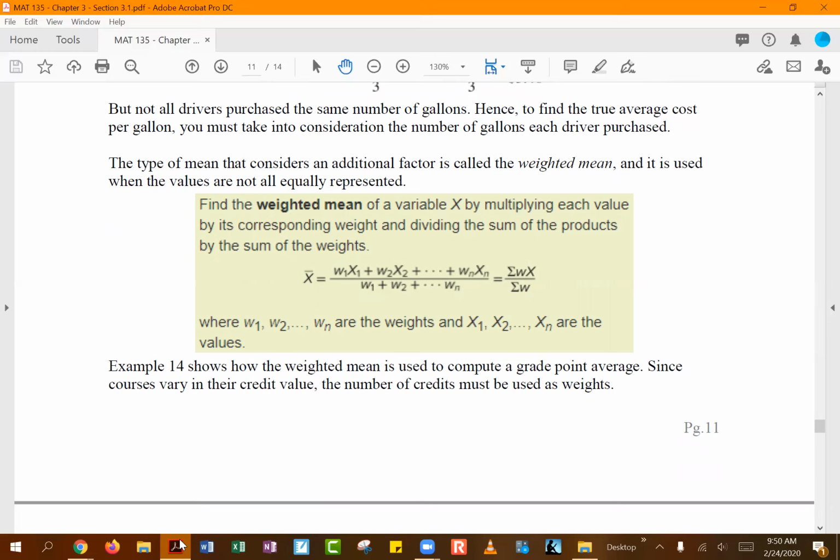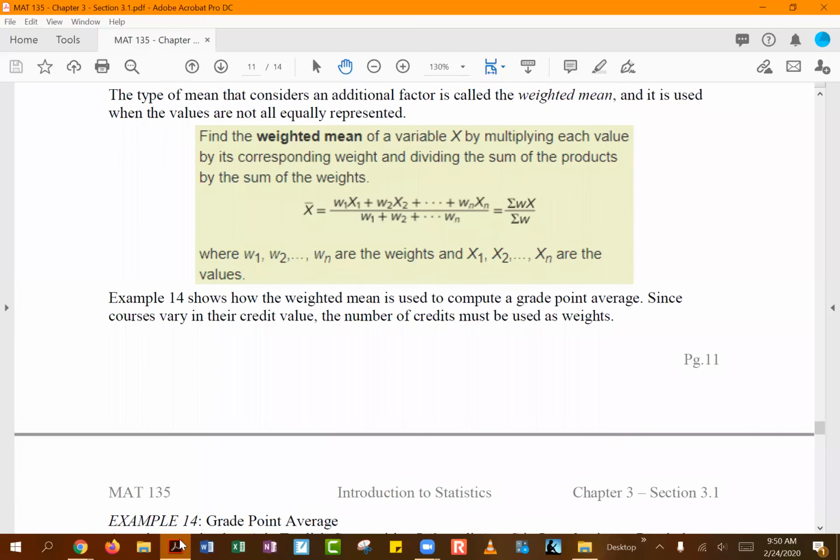To get that weighted mean idea here, they're using W to show the weight, and X would actually be the variable. So in our gasoline example, the price per gallon would be your X value, and how many gallons we filled would be our W, our weight.